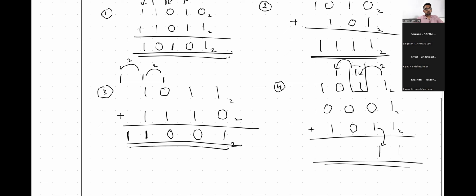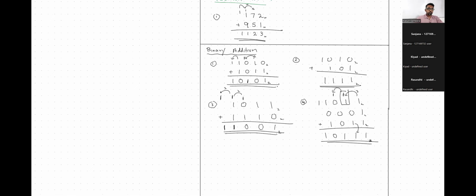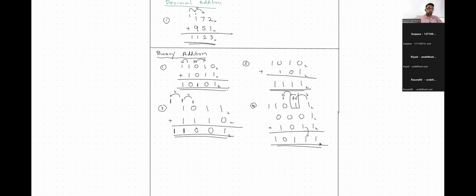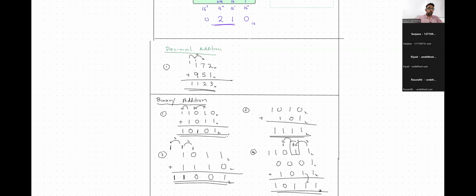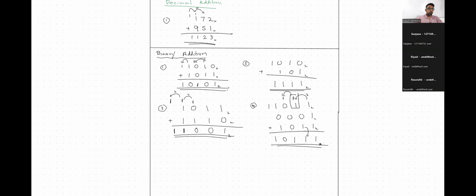You can represent 1. 1 plus 1 is 2. Then put 0 and 1. 1. Got it? Right. That is binary addition. Okay. Now we are going to do the next addition, which is octal.